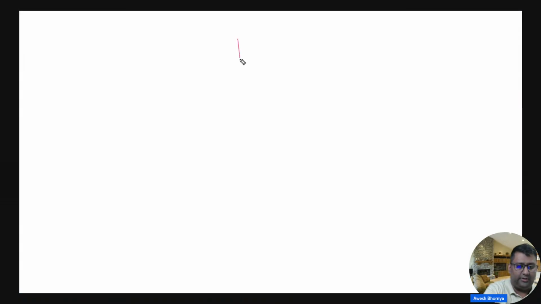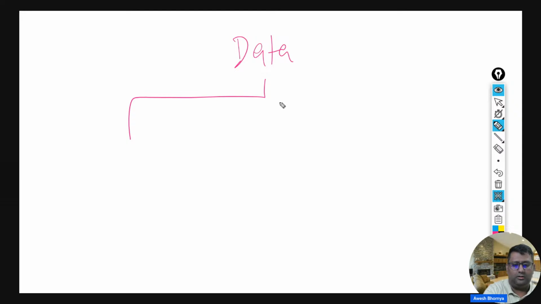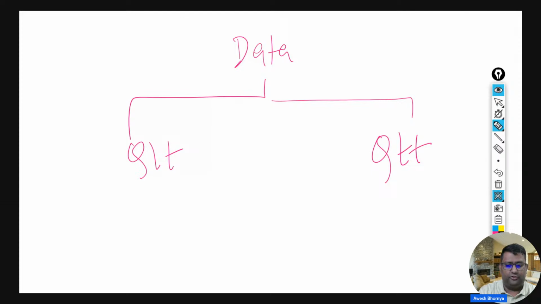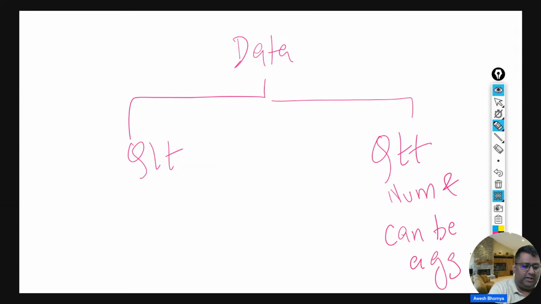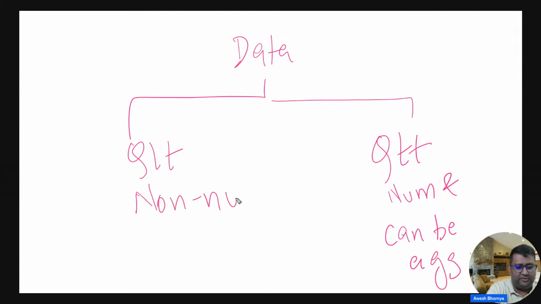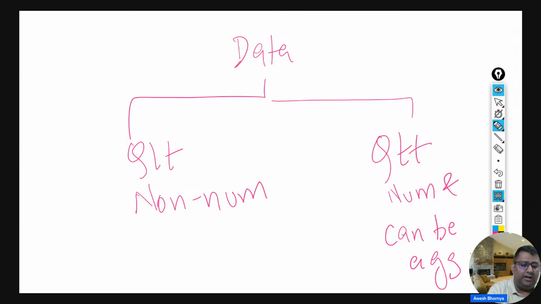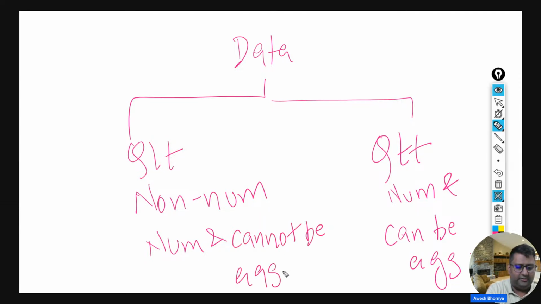So we have two types of data: qualitative data and quantitative data. Quantitative data by default is numeric and can be aggregated. On the other hand, everything that is non-numeric is qualitative in nature, and anything which is numeric and cannot be aggregated is also qualitative in nature. For example, row ID, roll number, etc. All these are numeric and cannot be aggregated.